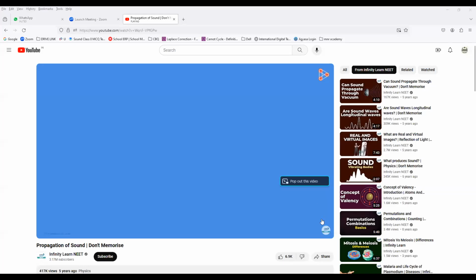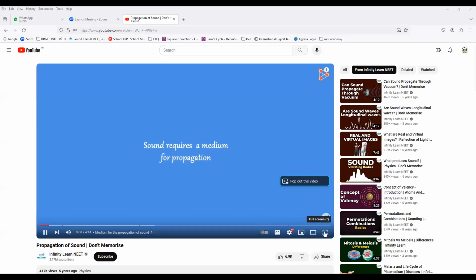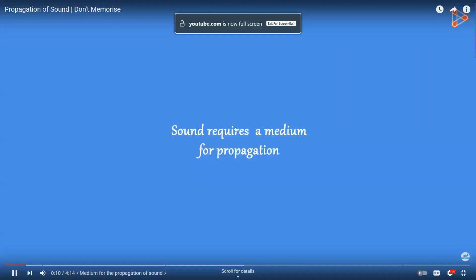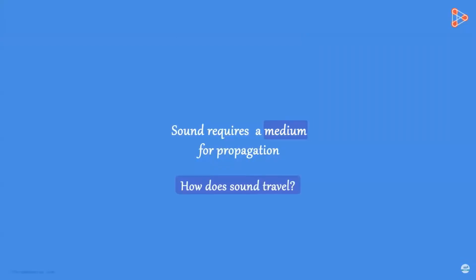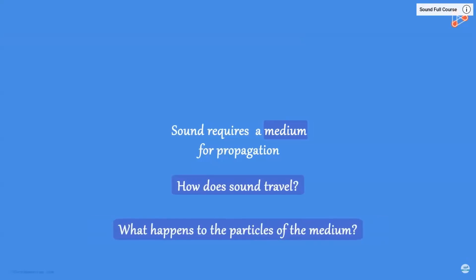In the last video, we studied that sound needs a medium for propagation. That is, it requires some medium to travel from one place to another. But how does it really travel through the medium? What happens to the particles of the medium?